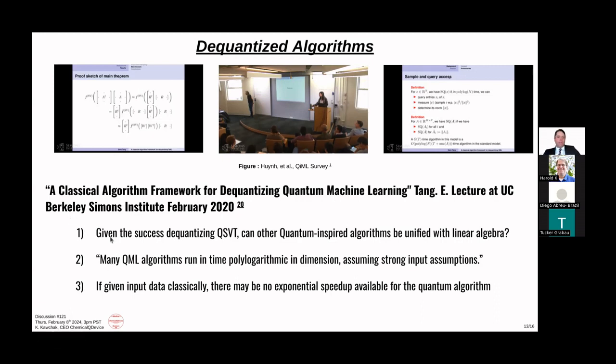And she says, so basically, given the success dequantizing QSVT, can other quantum-inspired algorithms be unified with linear algebra? And many QiML algorithms run in polylogarithmic in dimension, assuming strong input assumptions. So if somebody claims that your application is running awesome now just because you substituted a quantum algorithm in it, it may have a strong input assumption, meaning that it's biasing towards the quantum algorithm, but it's not necessarily meant that the quantum algorithm was best in that case.